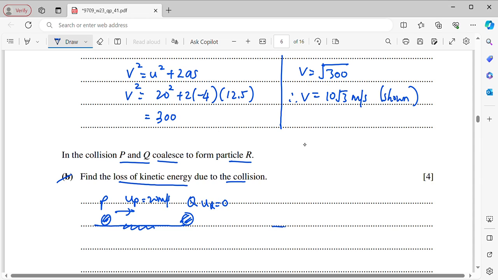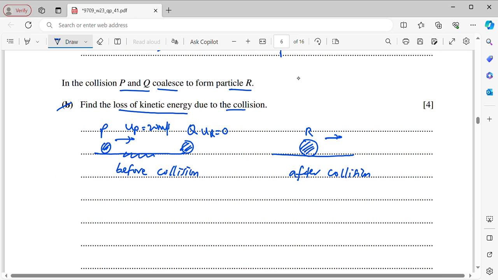Okay, so after the collision, they stick together to form the R. This is before the collision. This is after. Okay, so now I need to know what my V1 is, to get the loss of kinetic energy.